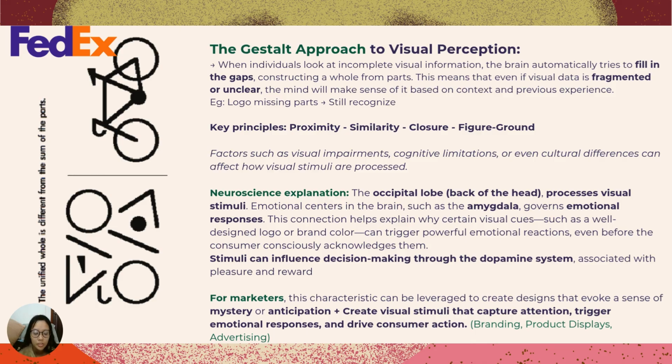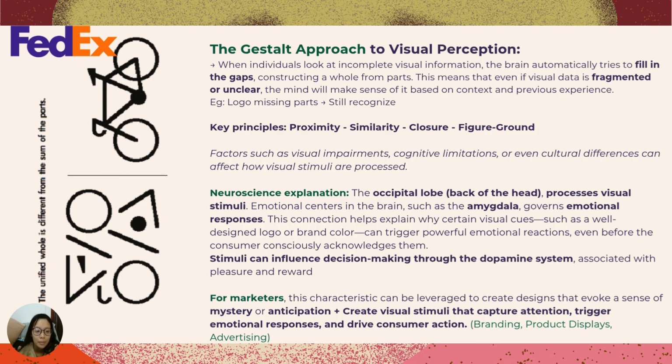Gestalt psychologists discovered that when individuals look at incomplete visual information, the brain will automatically try to fill in the gap, constructing a whole form. This means that even if visual data is fragmented or unclear, the mind will make sense of it based on context and previous experience. For instance, when presented with an incomplete figure, such as a logo missing part of its design, the brain will instinctively complete the figure to form a recognizable object.